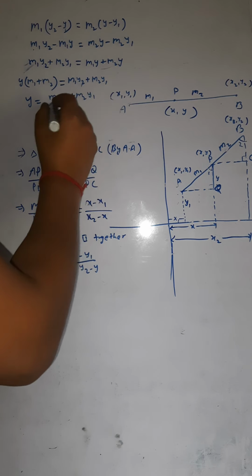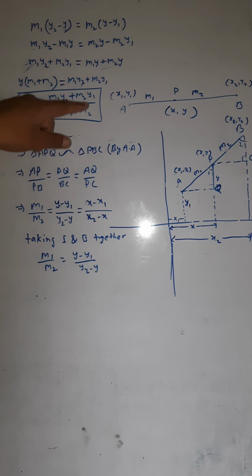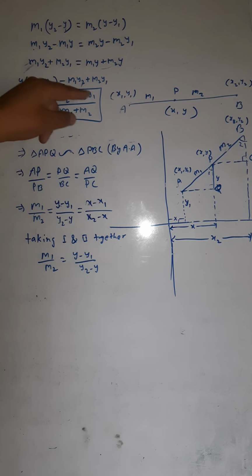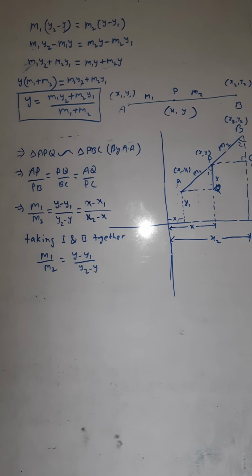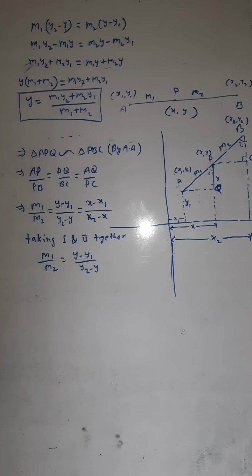Here the value of y you will find using this one formula: y is equal to M1 y2 plus M2 y1 divided by M1 plus M2. This is the section formula which you have to remember. So y would be equal to M1 y2 plus M2 y1 divided by M1 plus M2. You would be getting the value of y. Now how to find the value of x, that you are to find here? Here I have taken first and second together.